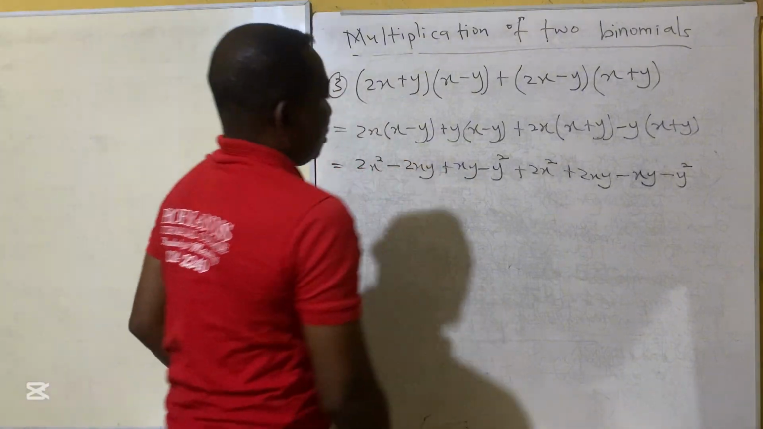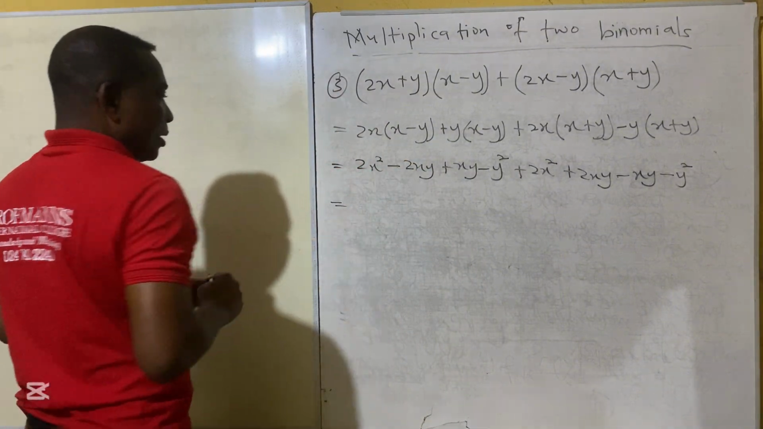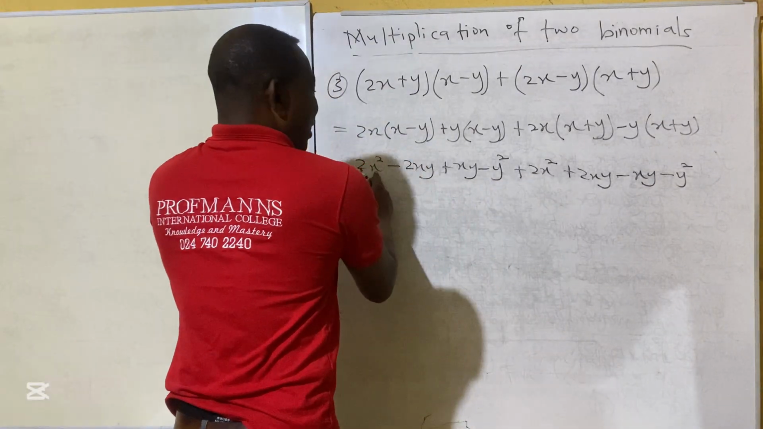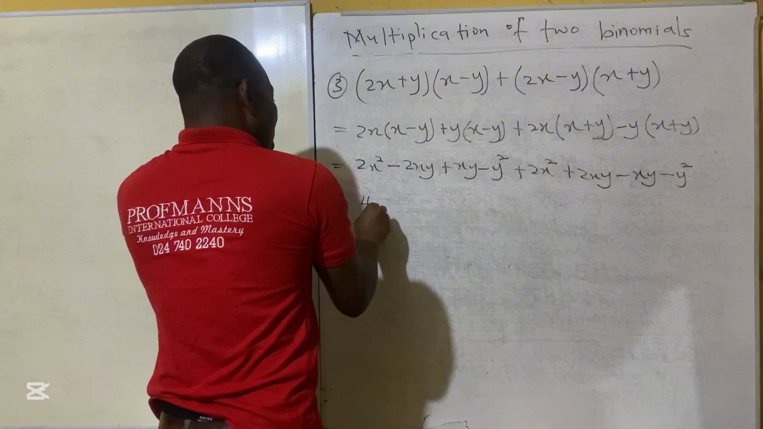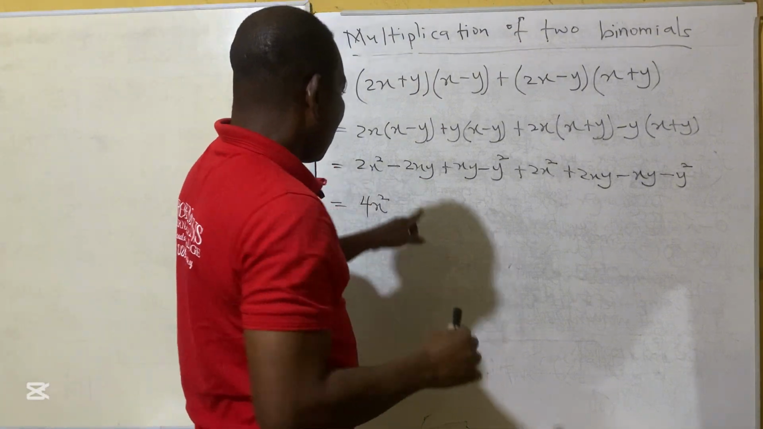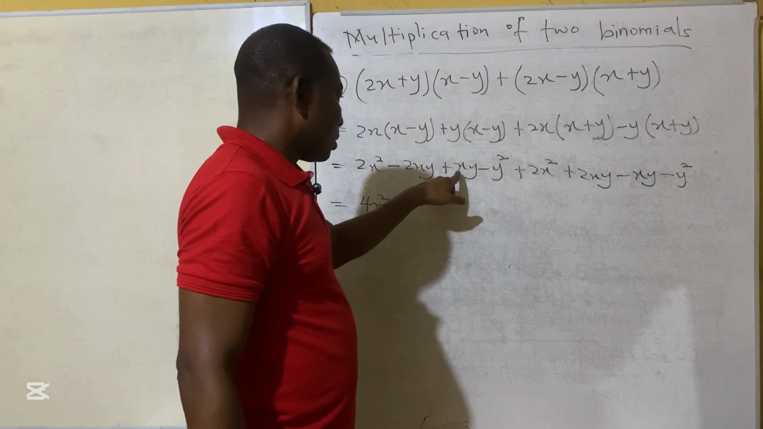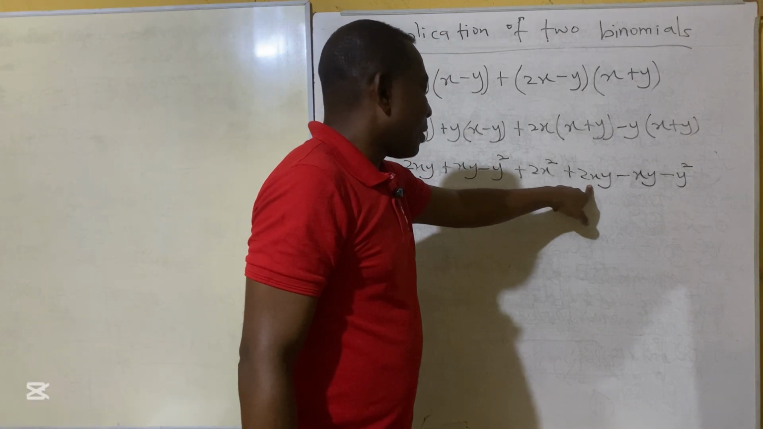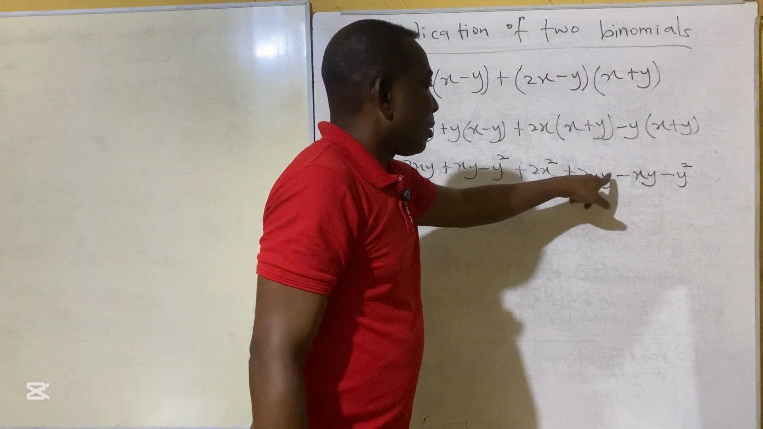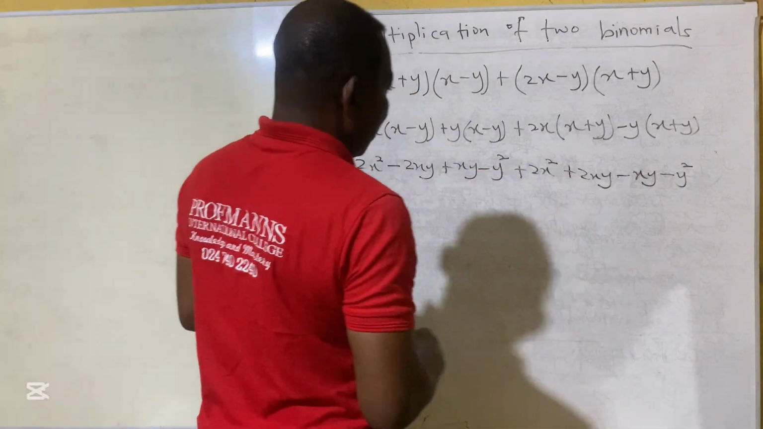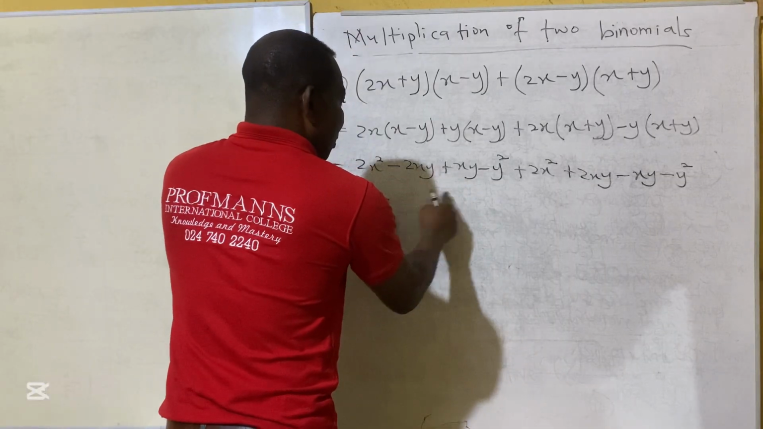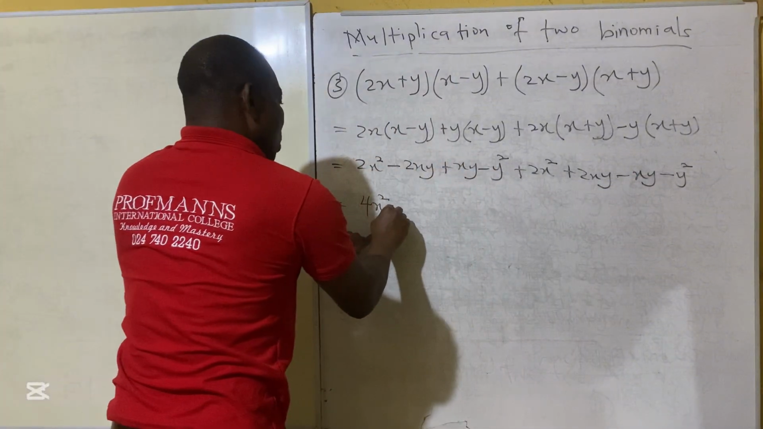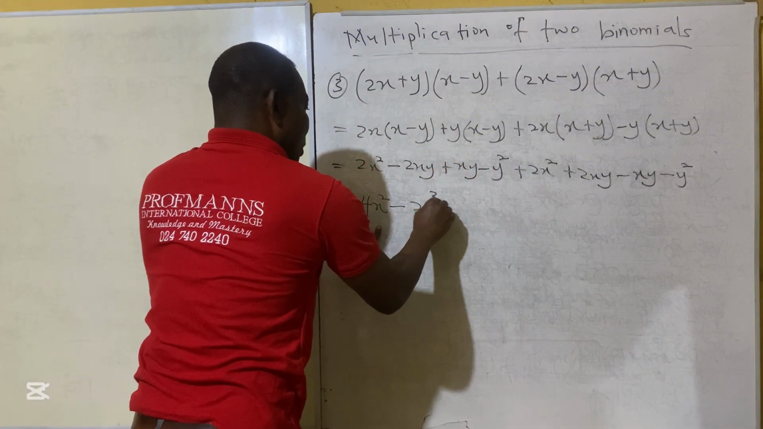So with this, let us simplify the like terms. So this and this are like. So 2x squared plus 2x squared will give us 4x squared. Now, minus 2xy plus xy will give us minus xy, plus 2xy will give us xy, minus xy will be 0. So we have minus y squared minus y squared. So that will give us minus 2y squared.